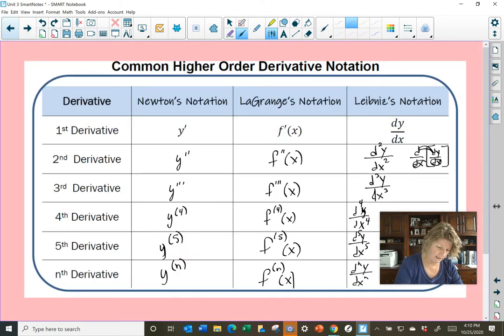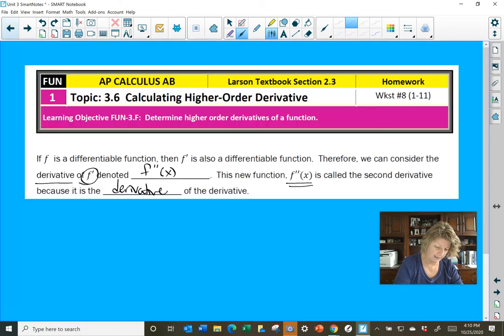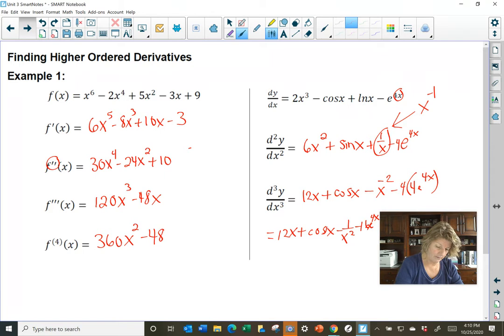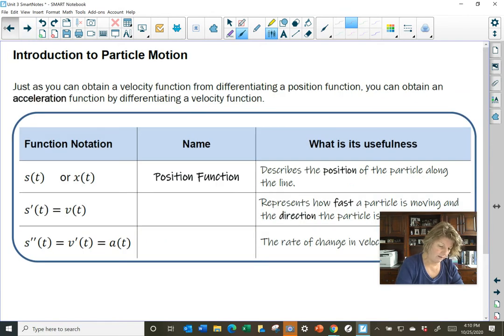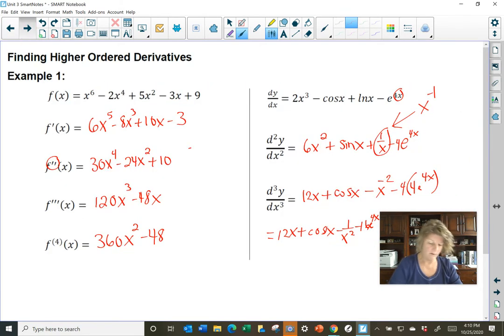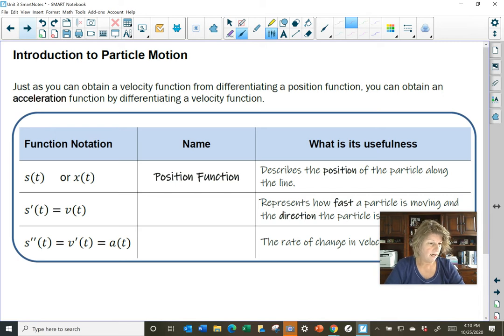I'm going to erase some of this ink so we don't have it all trying to be saved. And let's erase that. All right, on to this next one. What is it asking us? I gotta flip the page. Function notation. Oh, we're going to get into particle motion. Good. It's about time. Just as you can obtain a velocity function from differentiating a position function, you can obtain an acceleration function by differentiating the velocity function.